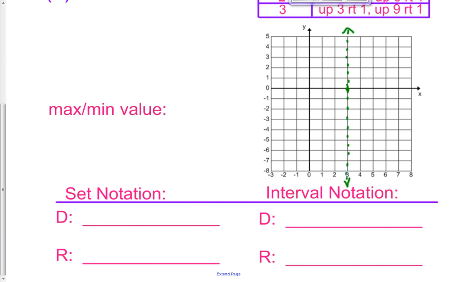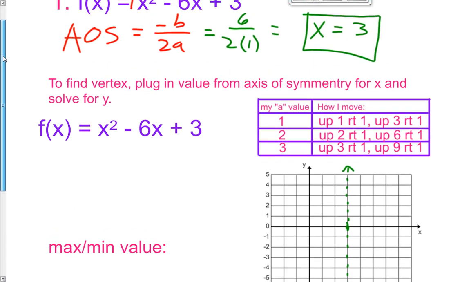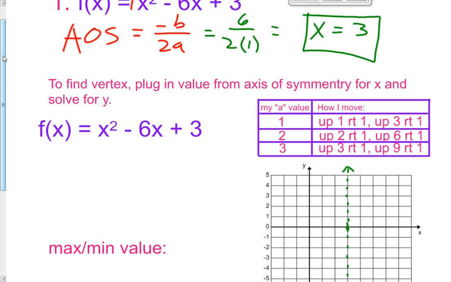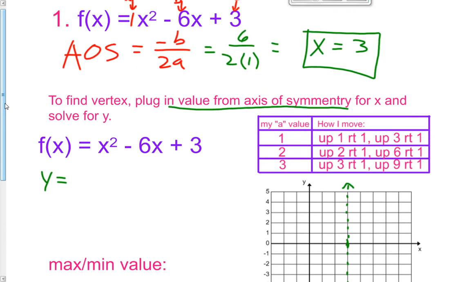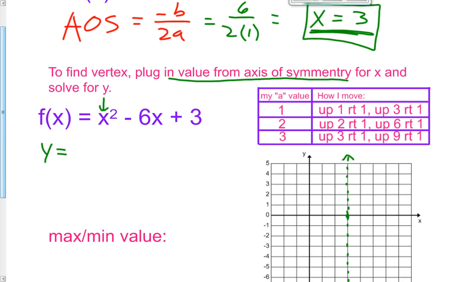So this is going to be where our parabola is symmetrical about. Now that we have that, it says find the vertex, which means plug in the value from the axis of symmetry in for x and solve for y. So we're finding the vertex. So what is y when our axis of symmetry is 3? So put 3 in for all of these x's.